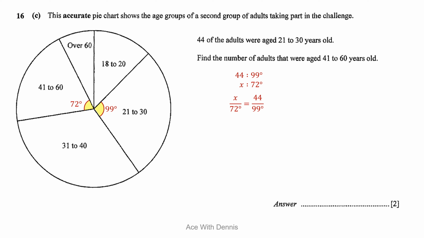Then we form the equation x over 72 degrees equals 44 over 99 degrees. Hence, x will be 44 over 99 degrees times 72 degrees, and we'll get 32 adults. Hence, the answer will be 32 adults.